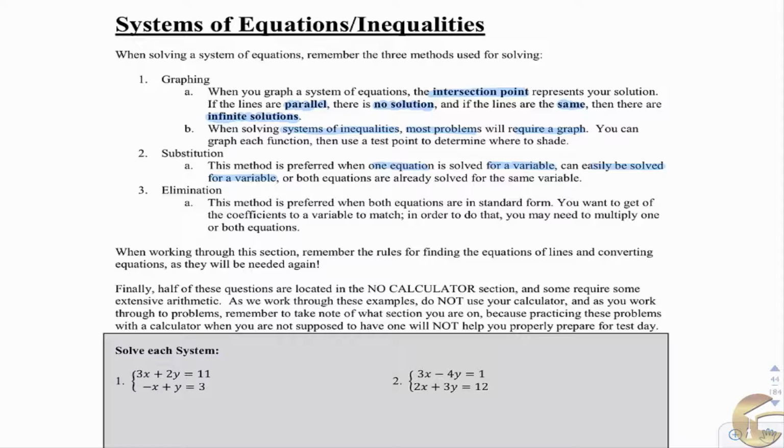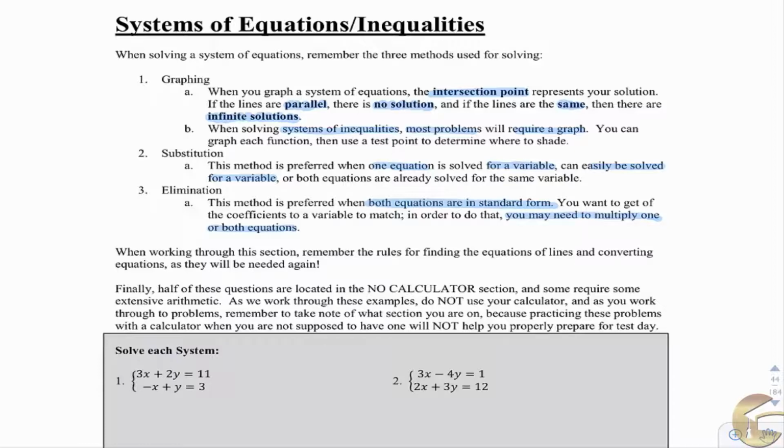And then finally, we have the elimination method. This is preferred when both equations are in standard form, that is ax plus by equals c, and it's not easy to solve for a variable. If that's the case, we're going to use that elimination method. You may want to get the coefficients of a variable to match, or try to get them to match if they don't already. So if the coefficients for one of the variables don't match, you may need to multiply one or both equations. So anyway, that's going to be your method.